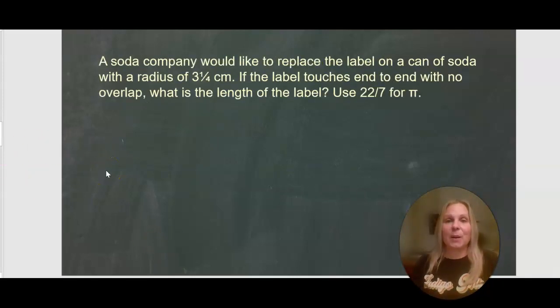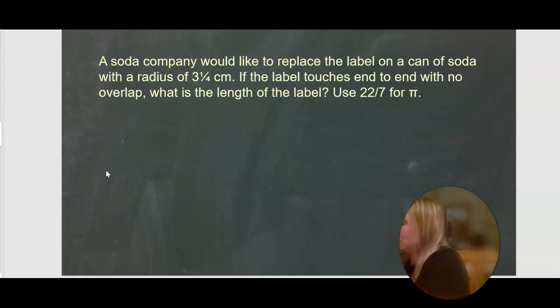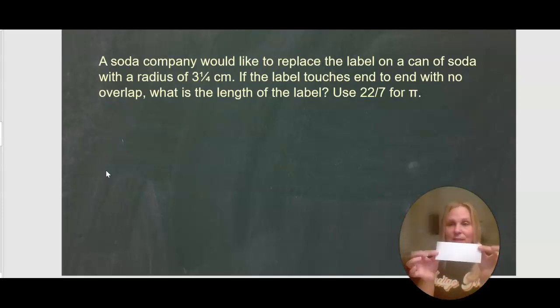All right, a company would like to replace the label on a can of soda with a radius of 3 1/4 centimeters. If the label touches end to end with no overlap, what is the length of the label? Wow, this is tricky to picture. So let me use this.